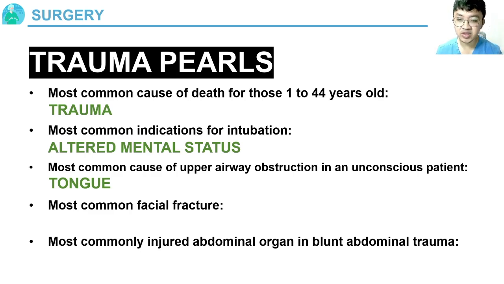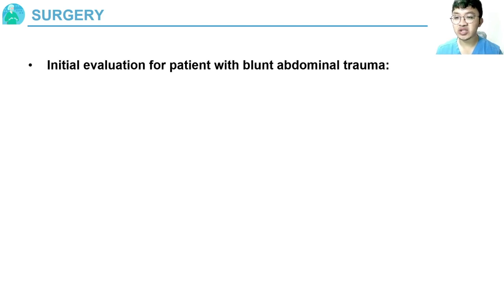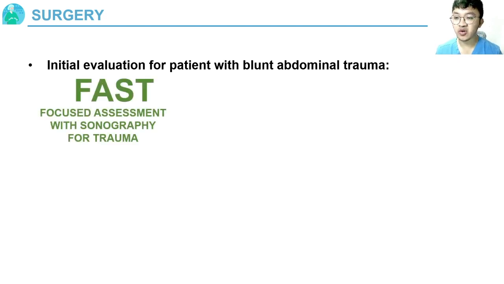Next, what's the most common facial fracture? It involves your mandible. The most commonly injured abdominal organ in blunt abdominal trauma, because of its sheer size, is your liver. What's the initial evaluation for patients with blunt abdominal trauma? It's your FAST, which stands for Focused Assessment with Sonography for Trauma.